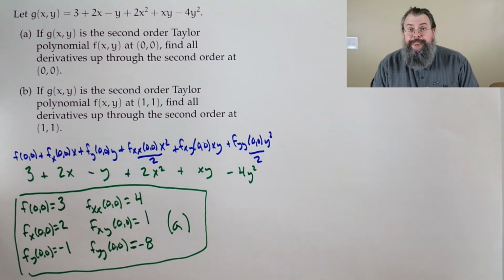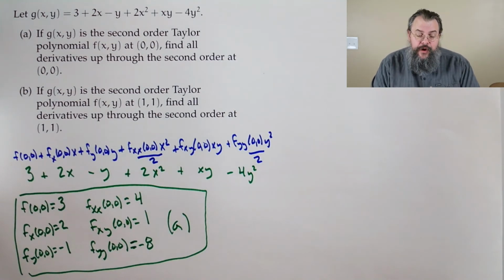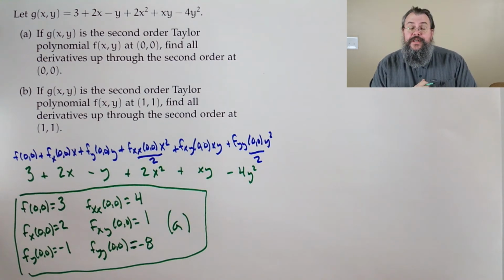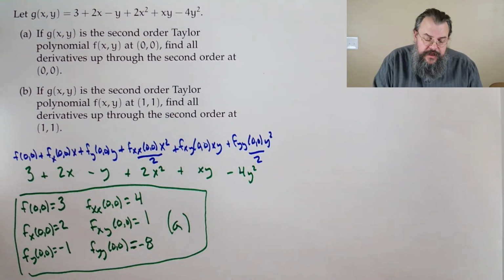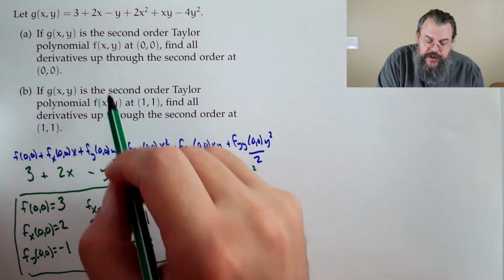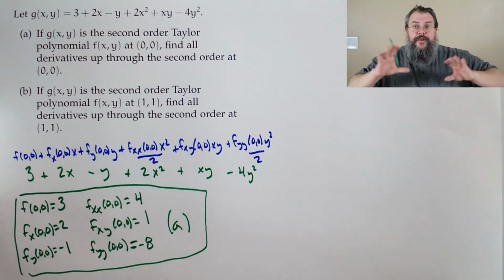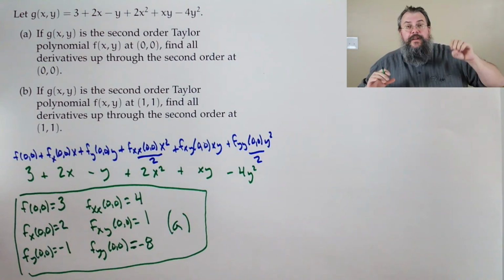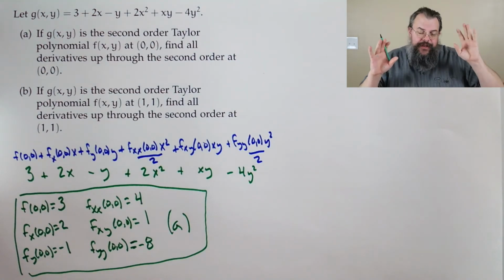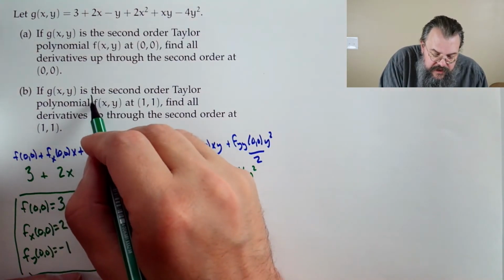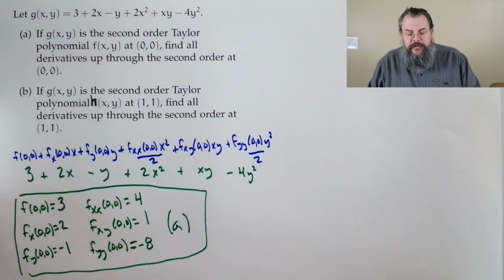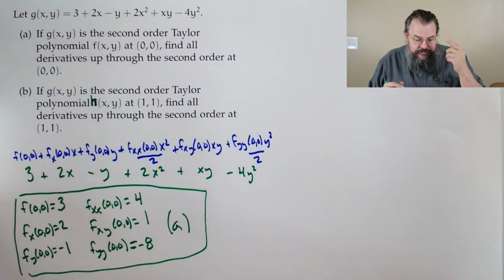Now, part B says, oh, it's the second Taylor polynomial for the function, maybe a different function now, at 1, 1. So really, these two are not the same function. Don't think of it like, oh, here's part A, here's part B, and they're the same function. No. We really should change it. Let's put this as an H, just so we don't confuse ourselves. Okay. So g of x, y is the second order Taylor polynomial.